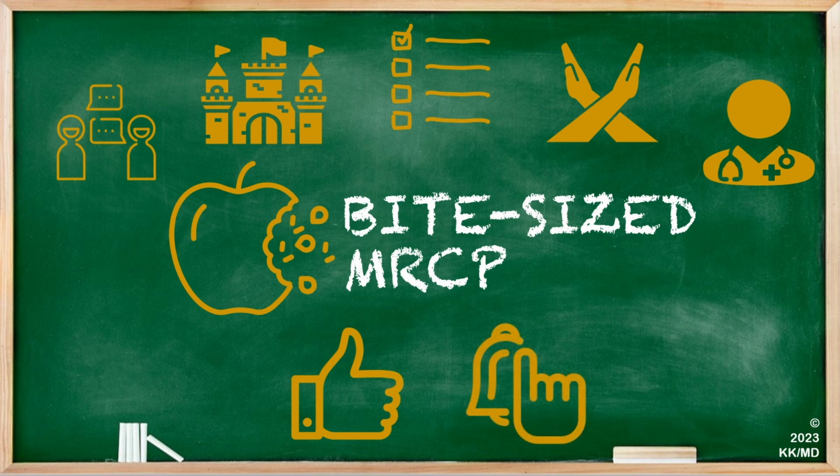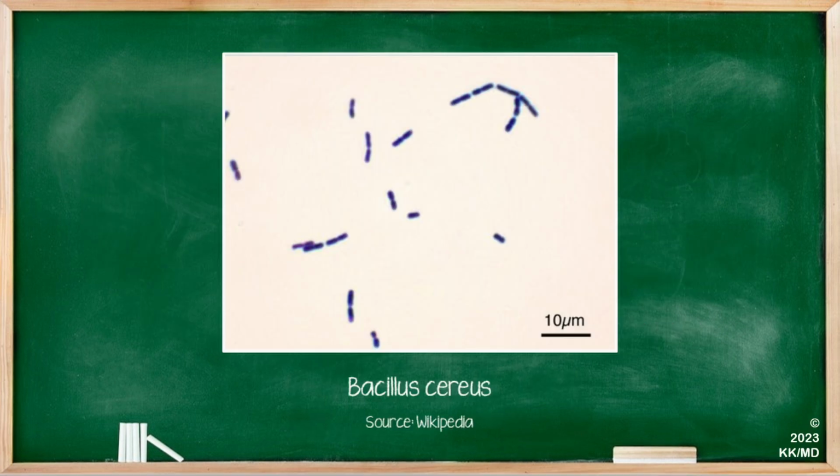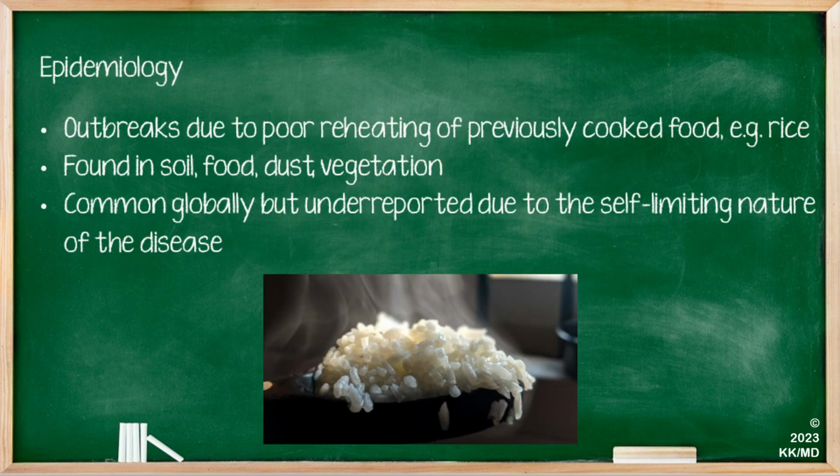Now, without further ado, let's get into today's topic, which is Bacillus cereus. Bacillus cereus outbreaks are usually due to the poor reheating of previously cooked food, for example, rice, and this is the scenario that you're most likely to encounter in an MCQ exam in your MRCP.